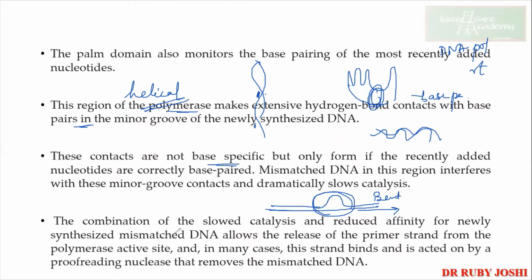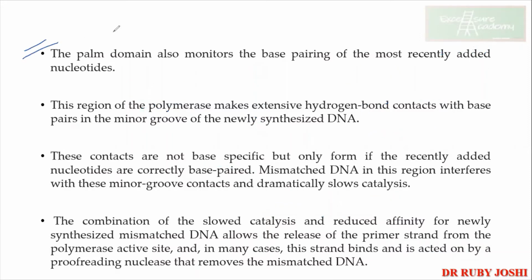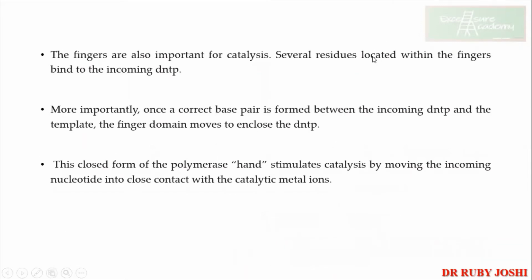Okay. The combination of this slowed catalysis and reduced affinity for newly synthesized mismatched DNA will allow the release of the primer strand from the polymerase active site. अब क्या होगा? So finally, the primer will get detached from the template, and your DNA replication will stop there. क्यों? क्योंकि वहां पे अभी हमें repair करना है, because there was a mismatch detected. Is this much clear? This slide is clear to everyone? Yes, ma'am.